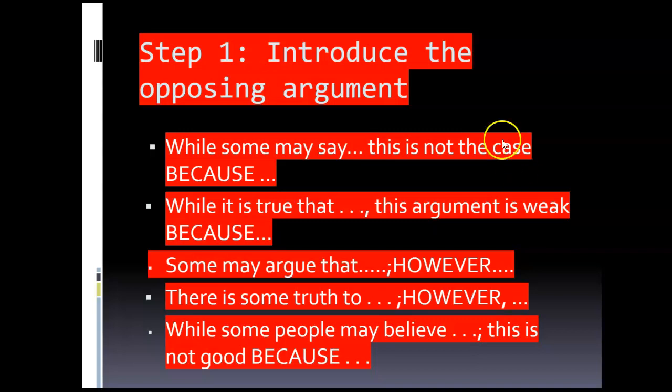And I'll just add here that anywhere where you see these dots, that's where you would add some information. So while some may say, this is where you would put the opposing argument. This is not the case because, and that is your counter argument. Another example is, while it is true that, this argument is weak because. Some may argue that, however. There is some truth to blank, however blank. Or while some people may believe blank, this is not good because blank.